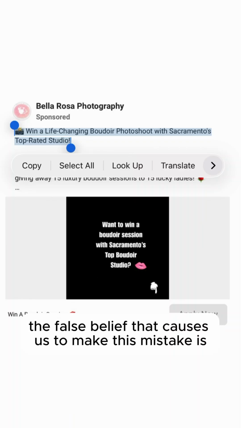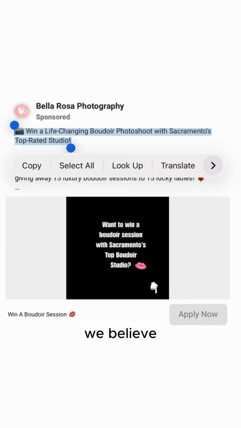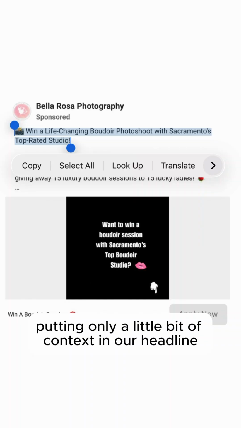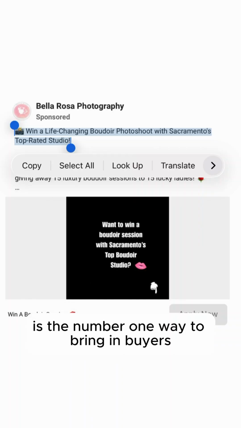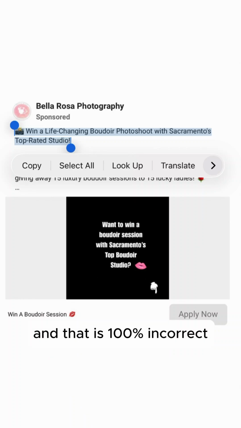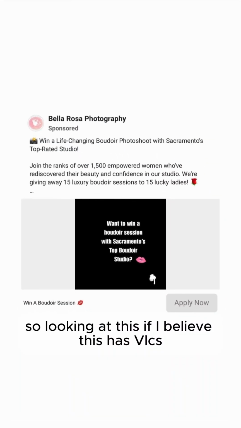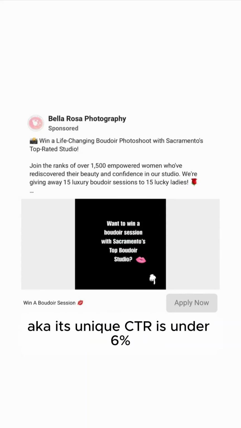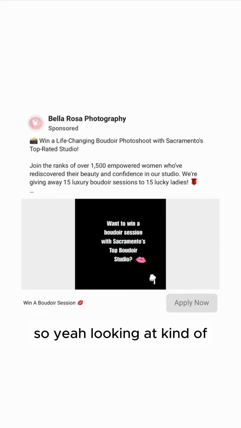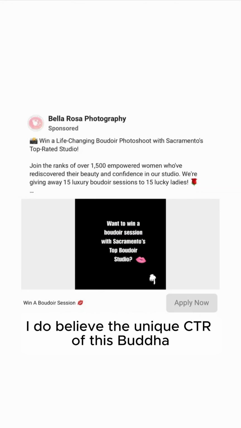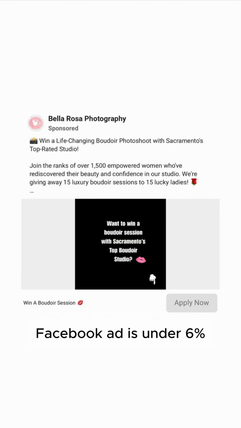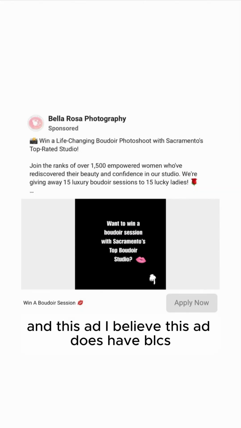The false belief that caused us to make this mistake is we believe putting only a little bit of context in our headline is the number one way to bring in buyers. And that is 100% incorrect when dealing with Facebook ads. So looking at this, do I believe this has BLCS, aka its unique CTR is under 6%? So yeah, looking at all the things that I've pointed out, yes, I do believe the unique CTR of this boudoir Facebook ad is under 6%. And I believe this ad does have BLCS.